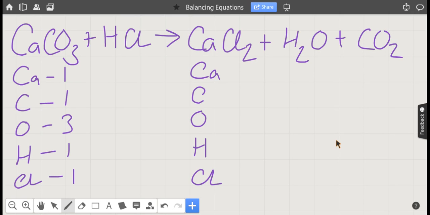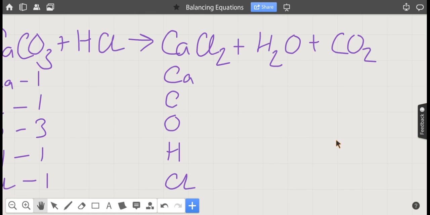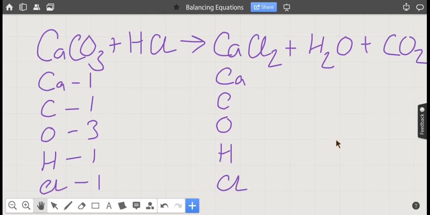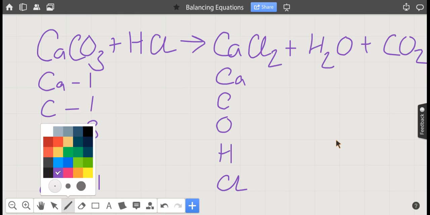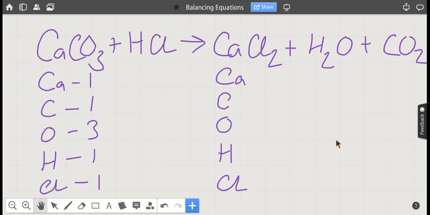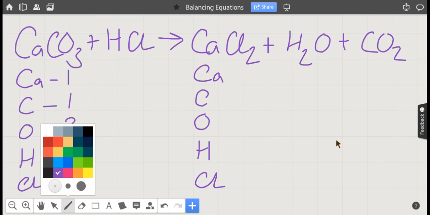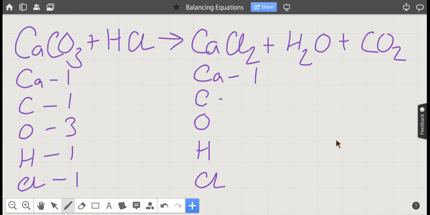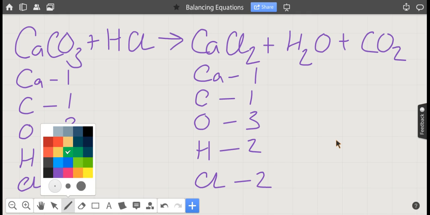On the right-hand side of the arrow, this arrow here, this separates the left-hand side and the right-hand side of the equation. Okay, so the arrow is this arrow. So the arrow separates the reactants from the product. On my product side of my equation, I'm just going to move this over here. On the product side of my equation, I have 1 calcium, I have 1 carbon, I have 3 oxygens, 2 hydrogens, and 2 chlorines.